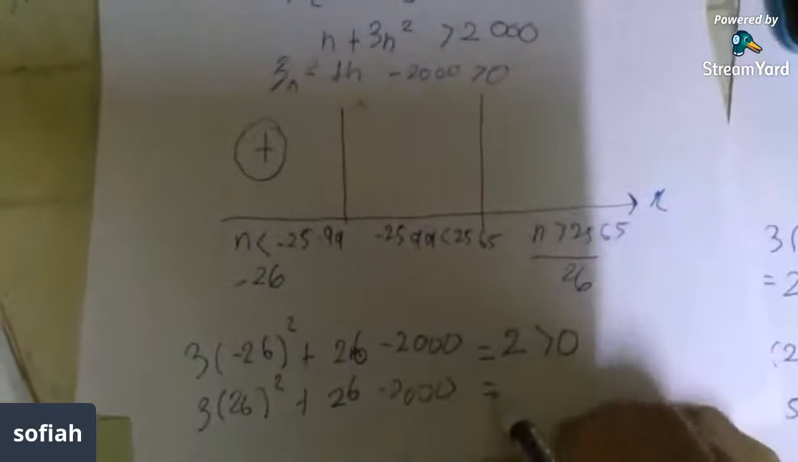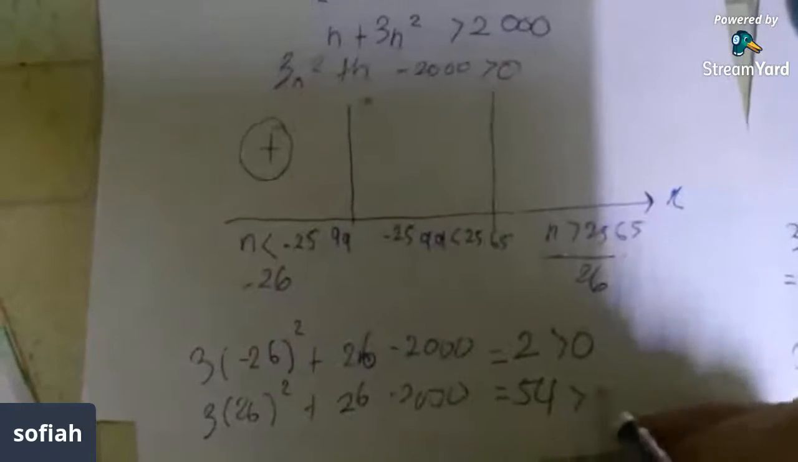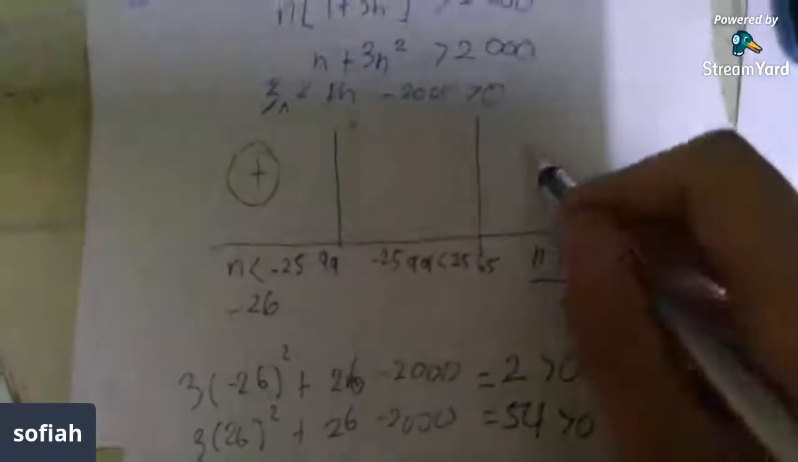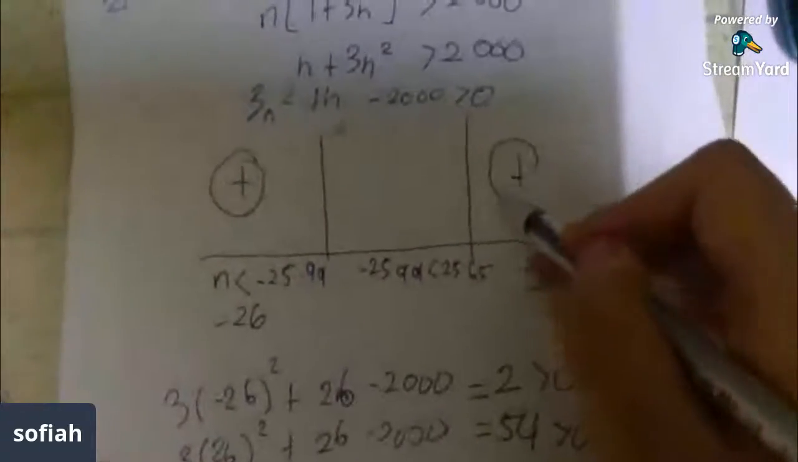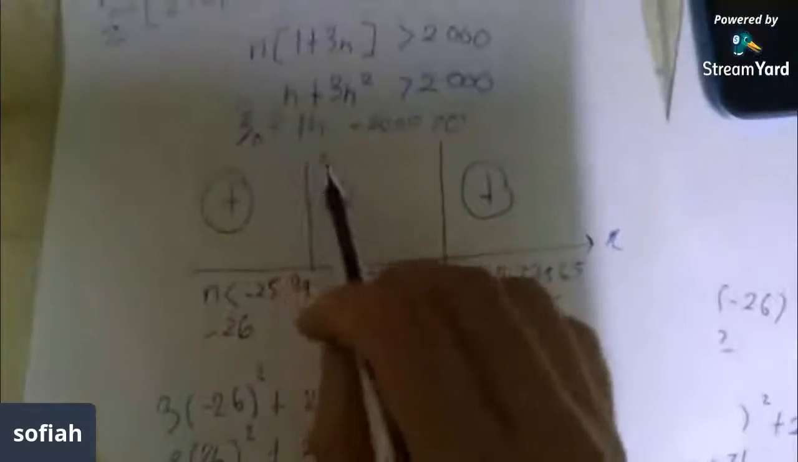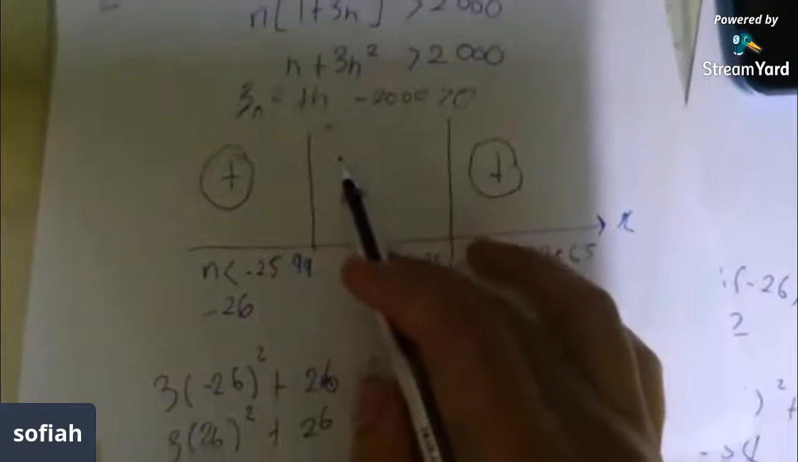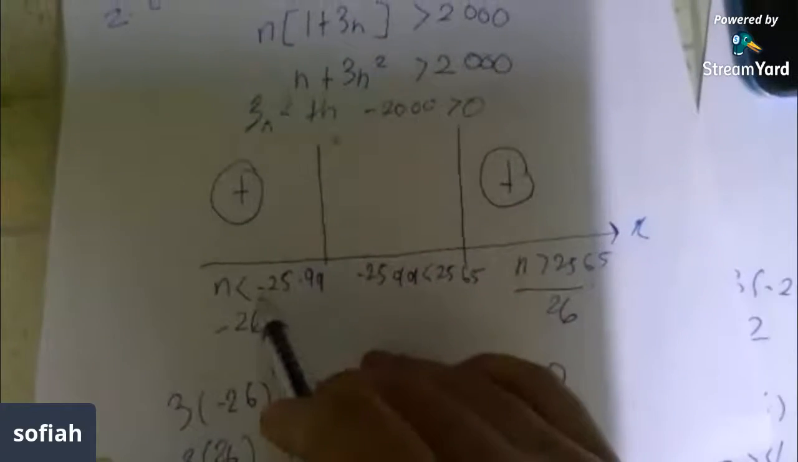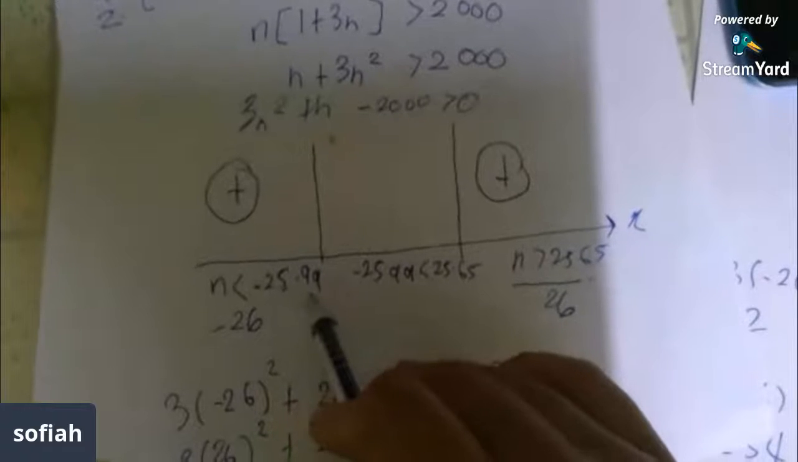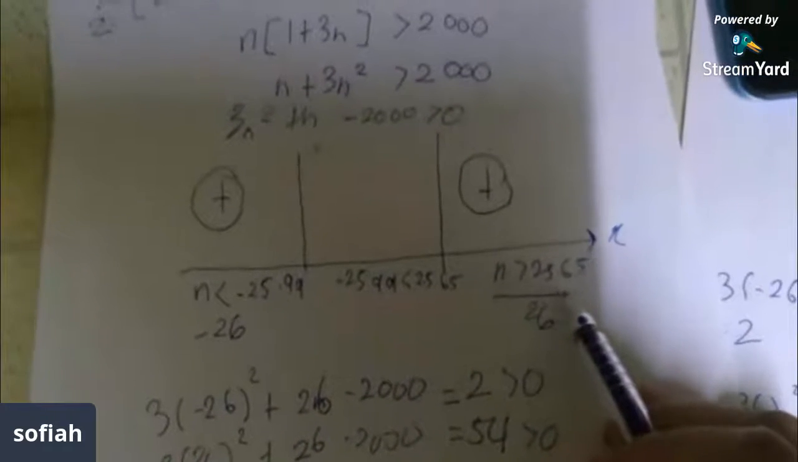Equals to, we will get the answer is 54. 54 is more than 0. So this is the positive part. Then we know that the solution of this equation is n less than negative 25.99 and n more than 25.65.